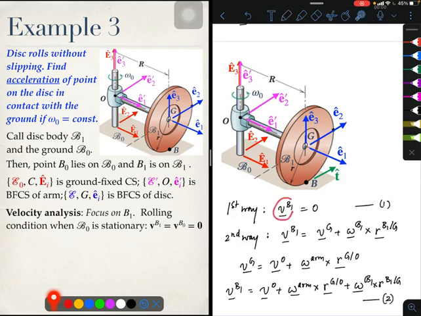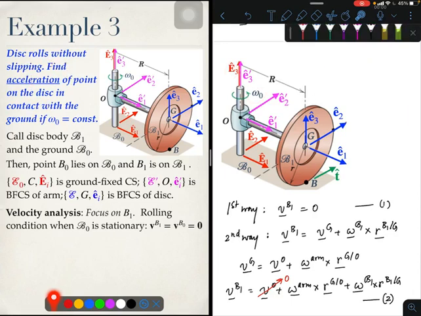Thus we have written down the velocity of B1 in two different ways, equation 1 and equation 2, and we can equate these to get the unknowns in the problem. What are the unknowns? Let's quickly identify them. V0 is not an unknown, I know V0. Omega arm, do I know omega arm? Well, omega arm is the rotation rate of the BFCS E prime, which is attached to the arm, which we know is rotating at the angular velocity omega 0 along E3, because that is what has been given in the problem here on the left.